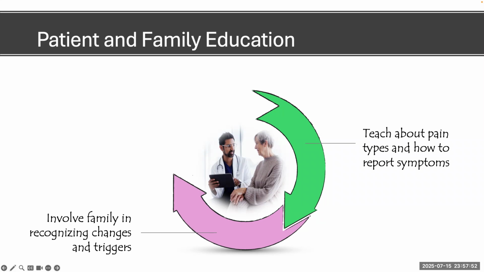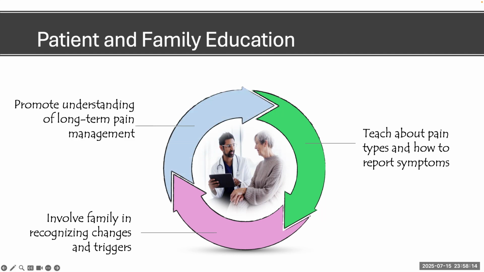Families are often the first to notice behavioral changes that indicate pain, especially in nonverbal or high-risk patients. Involving them in monitoring for signs like agitation, sweating, or sudden mood shifts can lead to earlier intervention. Discussing the long-term nature of SCI pain, the need for regular follow-up, and the range of available treatments helps set realistic expectations. When patients and families understand that pain is manageable but not always curable, they become more cooperative and engaged in care plans. Education also improves medication adherence and reduces anxiety.